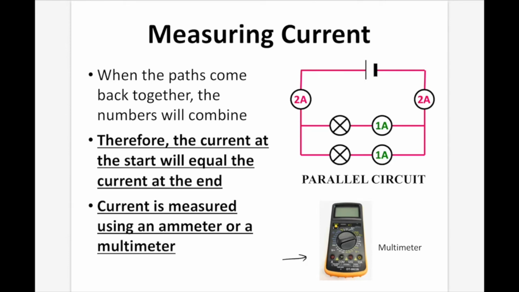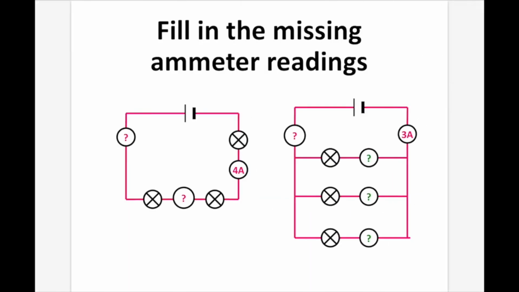So back to our example, if we have 2 electrons leaving the battery, one goes in the first path and one goes in the second path. Well, we still have one here and one here. And when they come together, there's 2 electrons again. And then it goes back up to the battery. So I want you to pause the video and fill in the missing ammeter readings for our series and our parallel circuits.